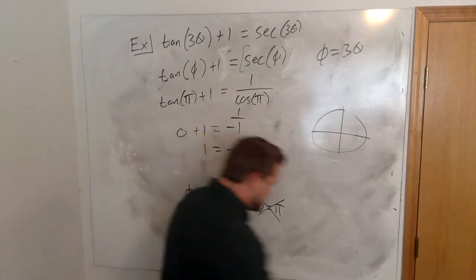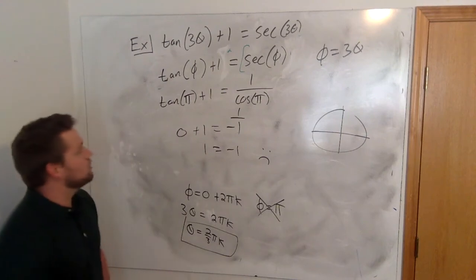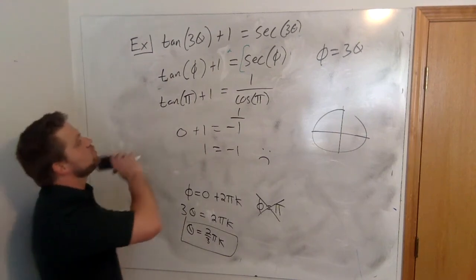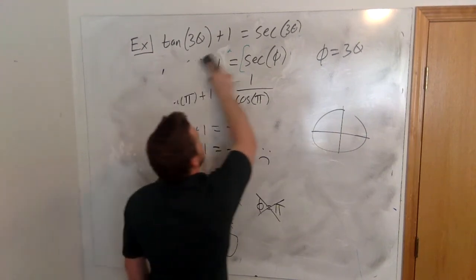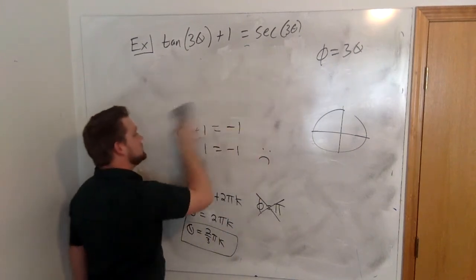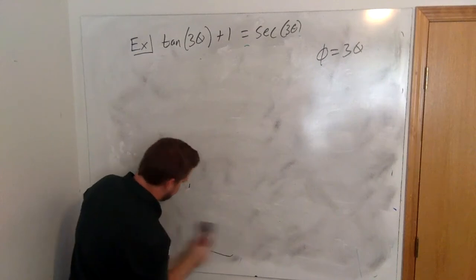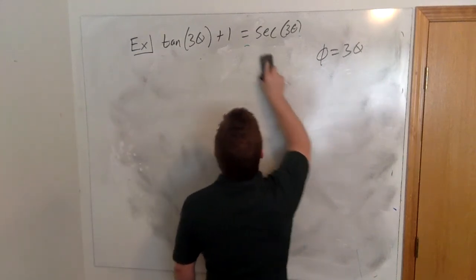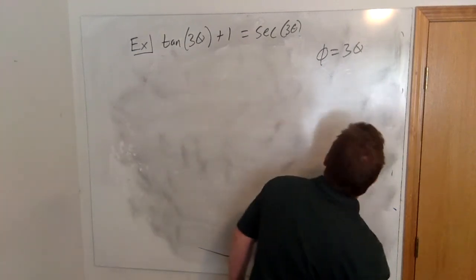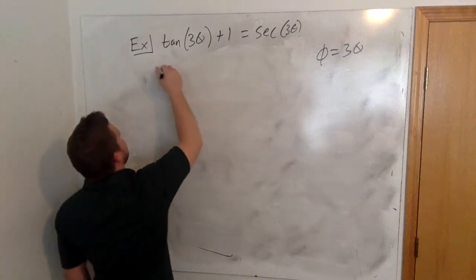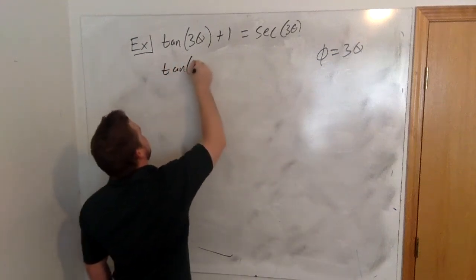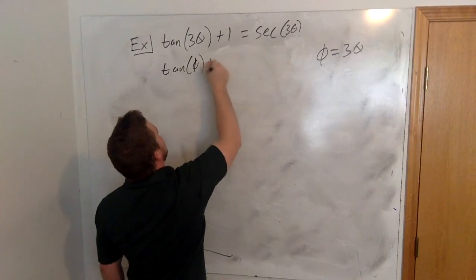Okay, maybe you took a different approach on solving this problem. Maybe you didn't square both sides from the beginning. Let's take a different approach. I'll still make that substitution that 3 theta is phi.